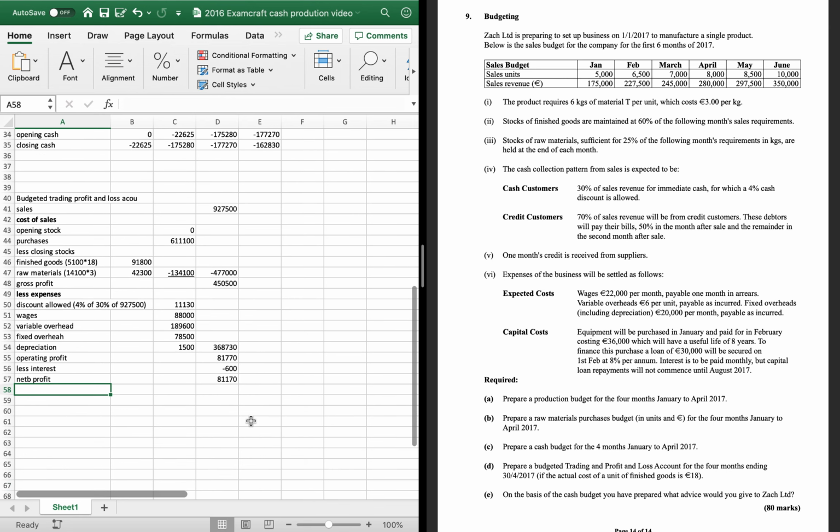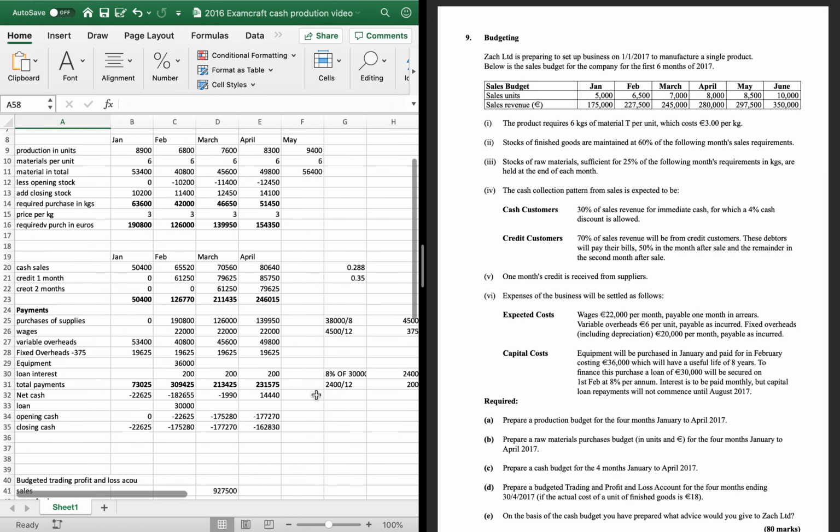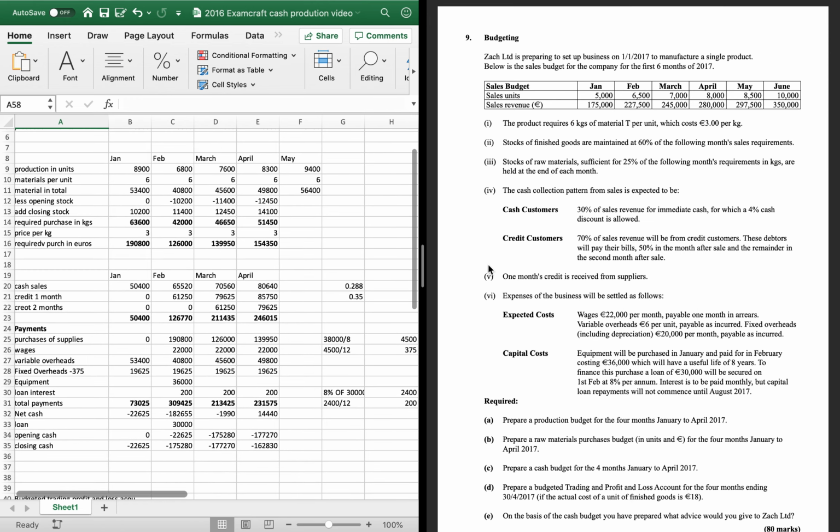So, last part then, it shouldn't be for too many marks, I wouldn't think. The advice for Zach Limited, always try and give 3 or 4 pieces of advice, and that pretty much guarantees you that you've got everything covered. So the first thing is, well, what advice can we give? Can we give any advice on their stock levels? Are they keeping too much stock? They're keeping their closing stock at 60% of the following month's sales requirements. Is that a bit too much given the money they're spending?